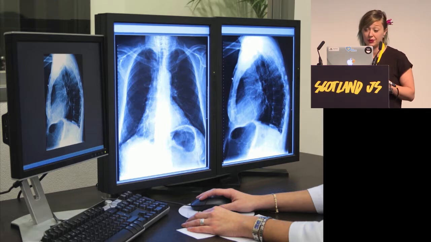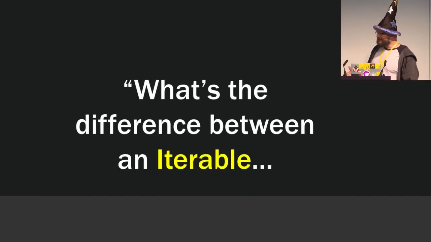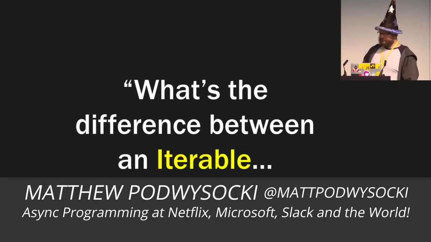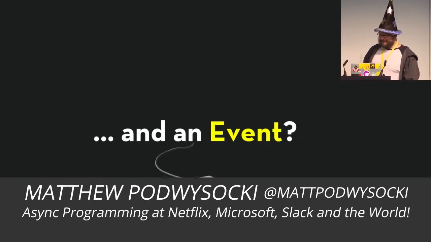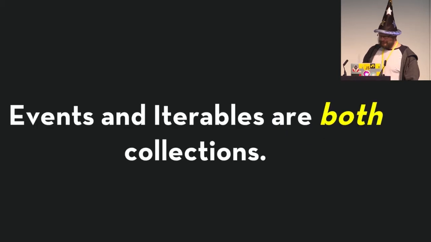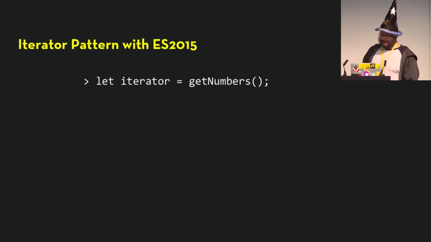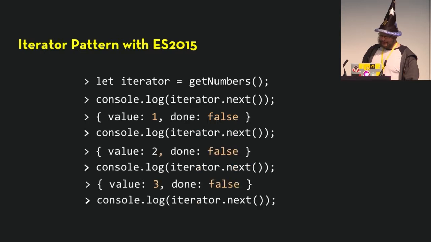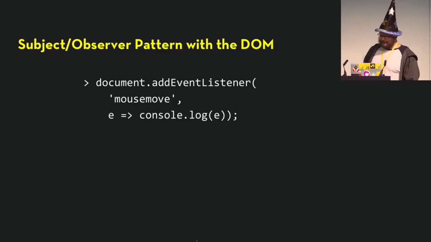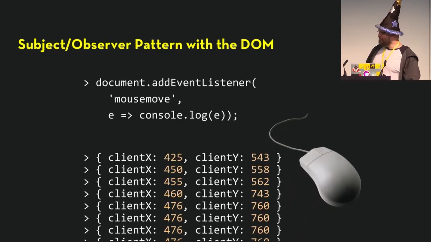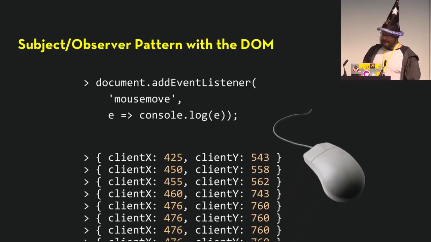So what we're going to ask you is, what's the difference between an iterable and an event? And I would say nothing, other than the fact that events are nothing more than collections over time. So when you have ES 2015 iterators, you also have the same kind of thing where, as data moves through, you have a collection of data that comes through as well.